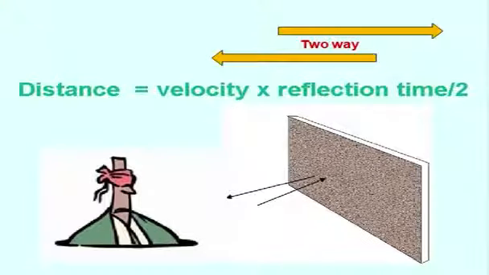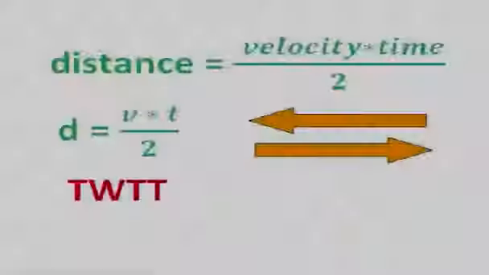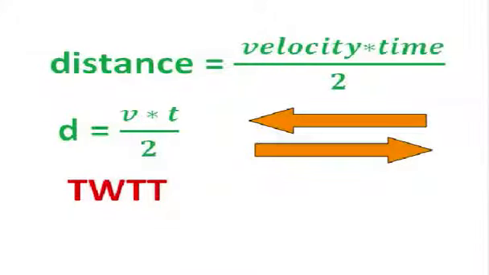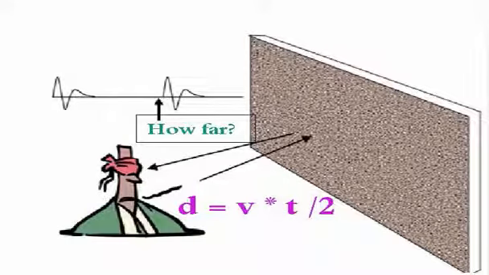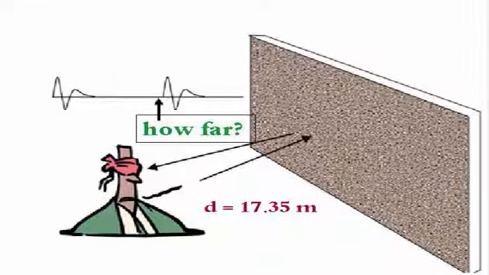The blindfolded geoscientist figures how far away the wall is. Remember, he measures the time it took for the sound wave to travel to the wall and back. If he only wants to measure the time it took for the sound wave to travel just to the wall, then he must divide the travel time by 2. Therefore, putting his numbers into the formula, he writes d equals velocity times time divided by 2 equals 347 meters per second times 0.1 second divided by 2 equals 17.35 meters. The blindfolded geoscientist now knows he is 17.35 meters from the wall.